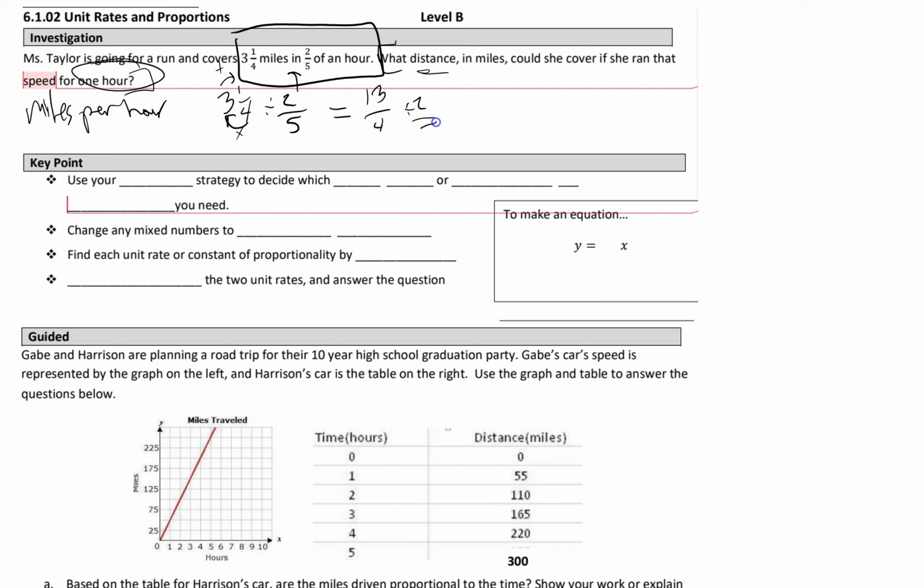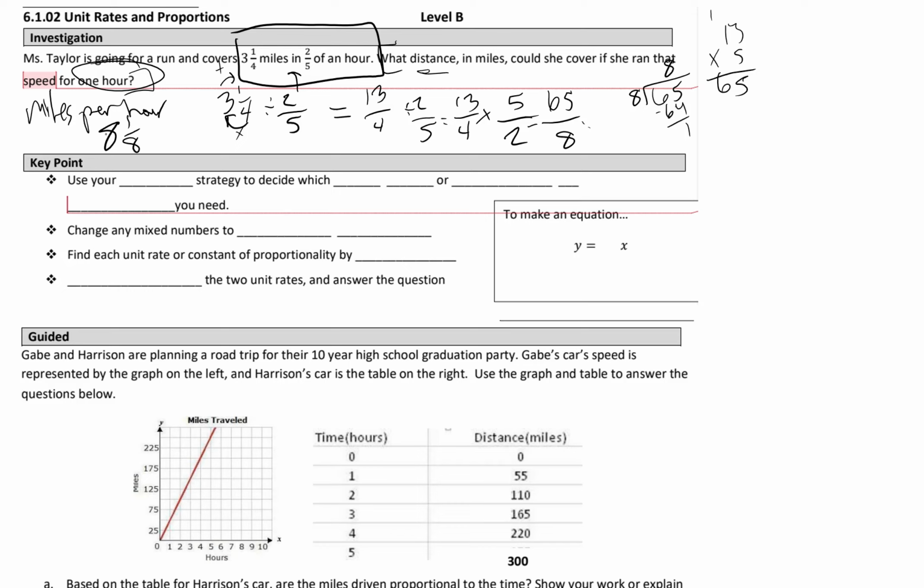Divided by 2/5. To divide fractions, I copy, dot, flip, or multiply by the reciprocal, and then multiply straight across. 13 times 5 is 65. 4 times 2 is 8. And then I need to make this number back to a mixed number. So I'm asking myself, how many times does 8 go into 65, or I'm dividing. I know 8 times 8 is 64, and I have 1 left over. So my final answer in miles per hour is 8 and 1/8 miles per hour.